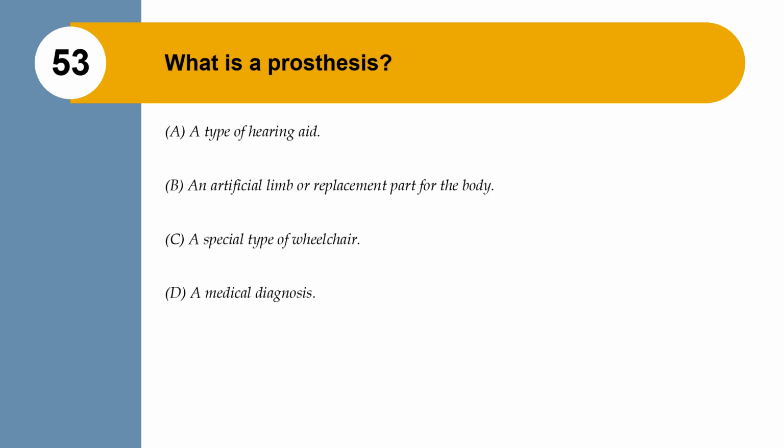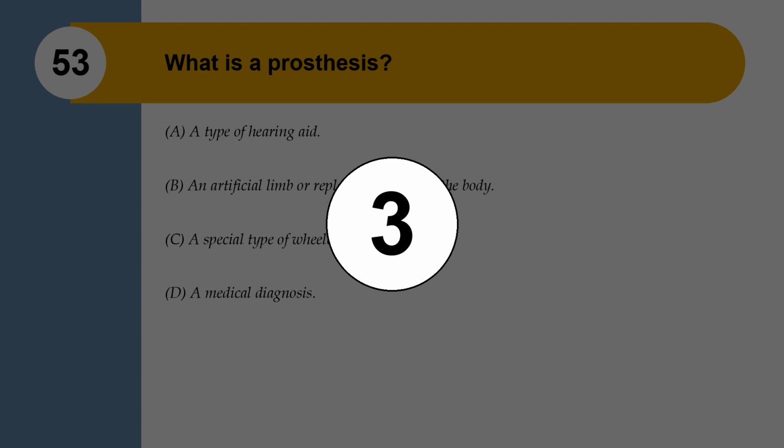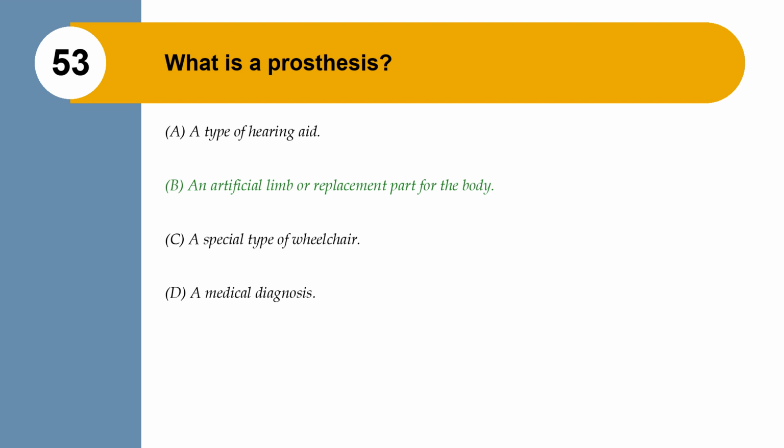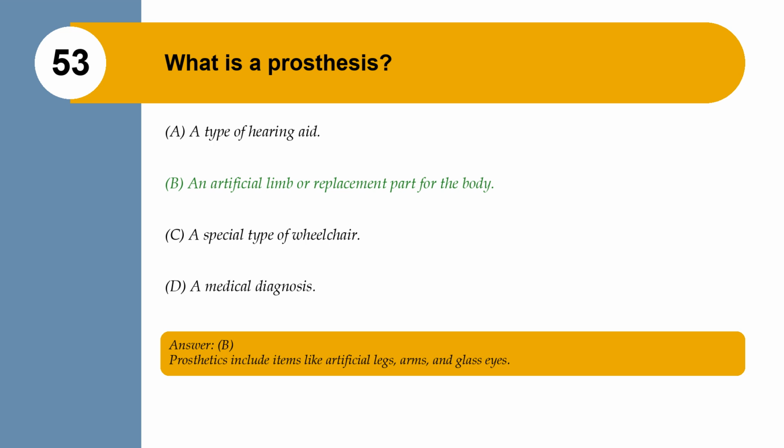Question 53. What is a prosthesis? Option A, a type of hearing aid. Option B, an artificial limb or replacement part for the body. Option C, a special type of wheelchair. Option D, a medical diagnosis. The correct answer is option B, an artificial limb or replacement part for the body. Explanation. Prosthetics include items like artificial legs, arms, and glass eyes.